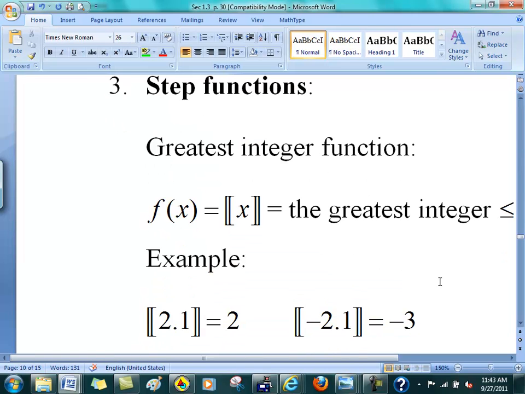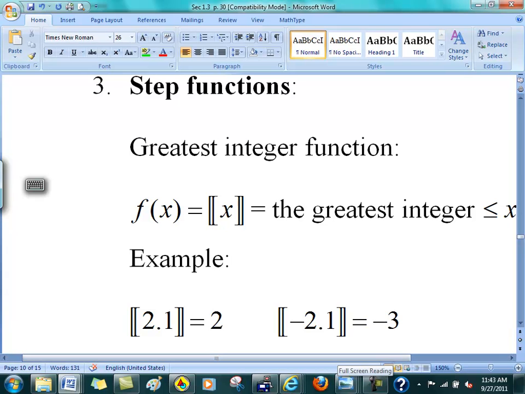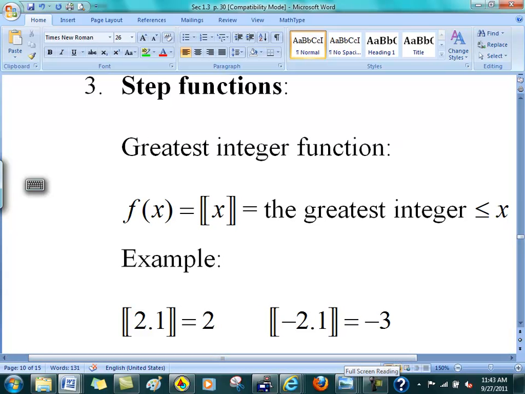Okay, so another set of functions that we need to know are what are called step functions. And I'll be honest with you, this is the only time we see this until we come into calculus.